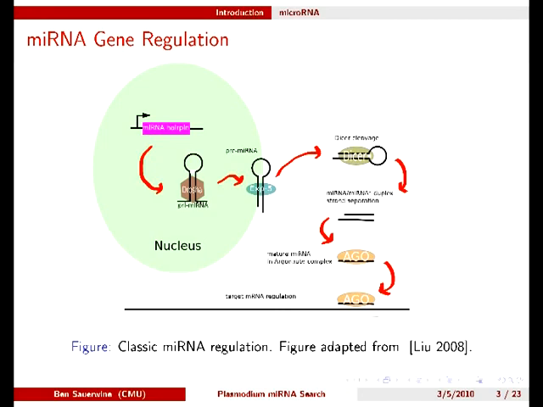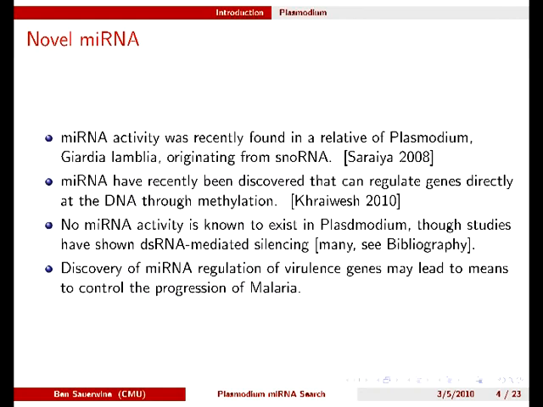The microRNA and its complement are then free to dissociate, and Argonaute binds the mature microRNA in an RNA-induced silencing complex, which is free to find targets on the messenger RNA, usually on the 3' untranslated region, which blocks translation or marks the messenger RNA for degradation. An interesting new microRNA regulatory pathway was recently found in Giardia, a close relative of Plasmodium.